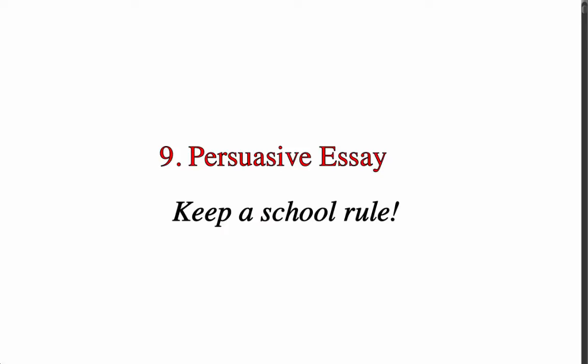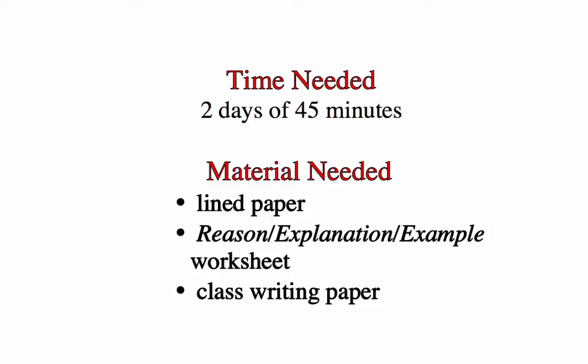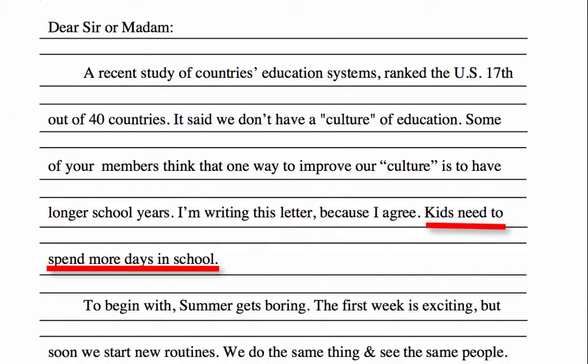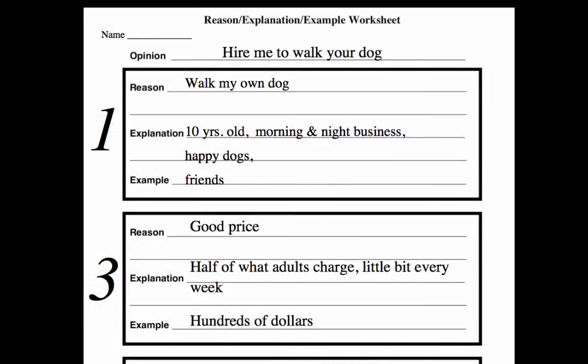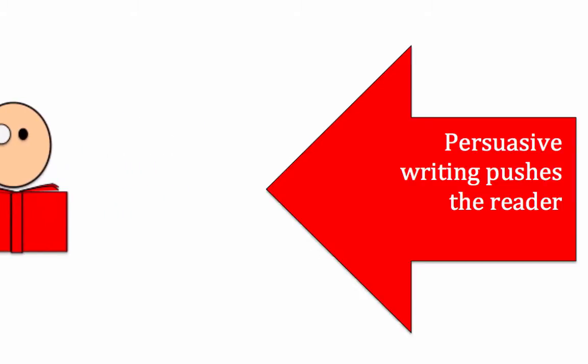A persuasive essay. Keep a school rule. You've written 2 persuasive essays. The goal of persuasive writing is to get the reader to think critically and agree with your opinion. When we persuade someone, we use reasons, explanations, and examples to convince them that we are right. It is not sufficient to present information. The writing should push the reader in one direction.